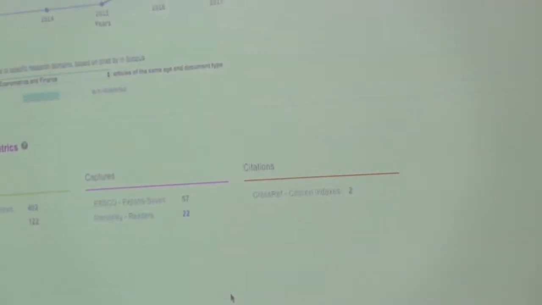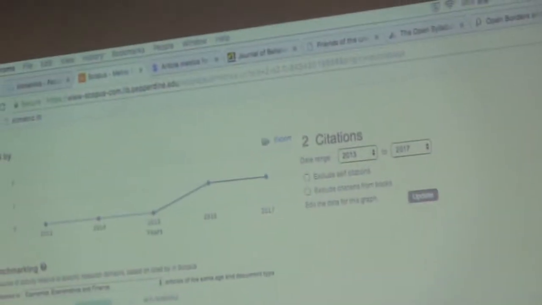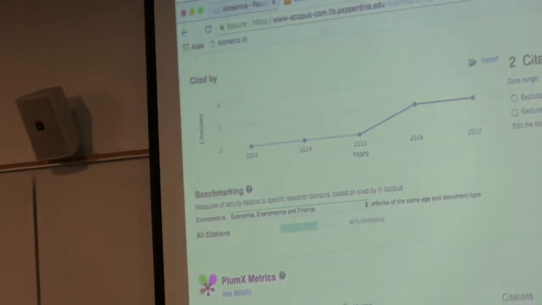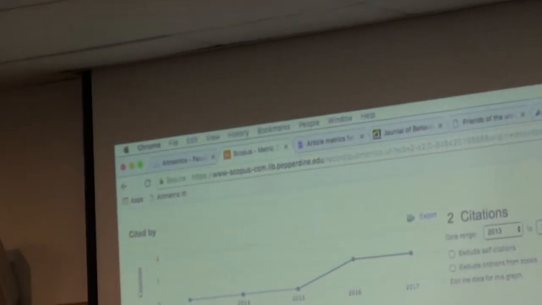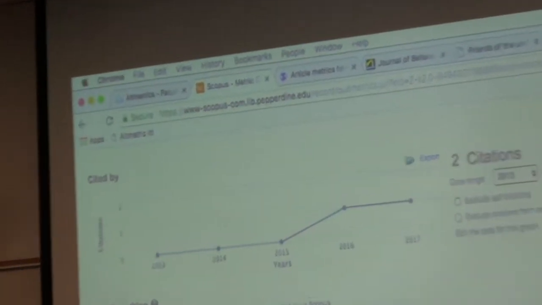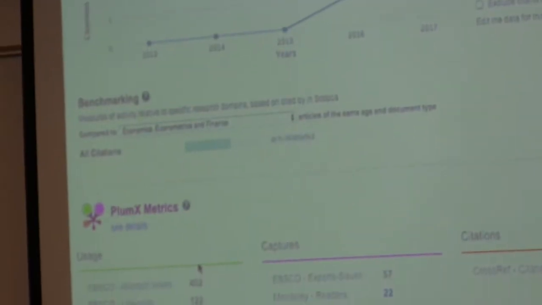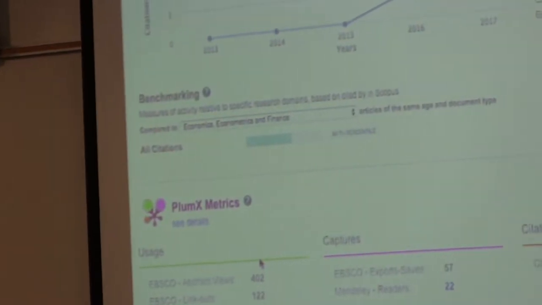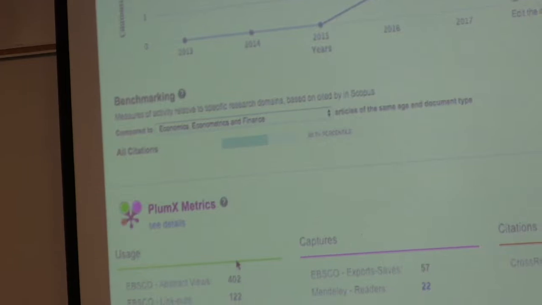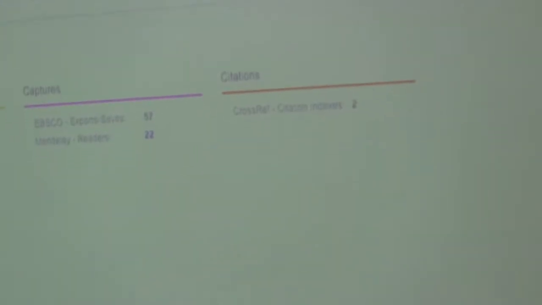Okay, here at the bottom they have some of the indicators they found. They have usage. They talk about abstract views in EBSCO. EBSCO is, we have several databases from EBSCO, such as PsycInfo and Business Source Premier. We have some education databases as well. So they have the abstract views and the link outs. The link outs is when somebody tried to access the full text.